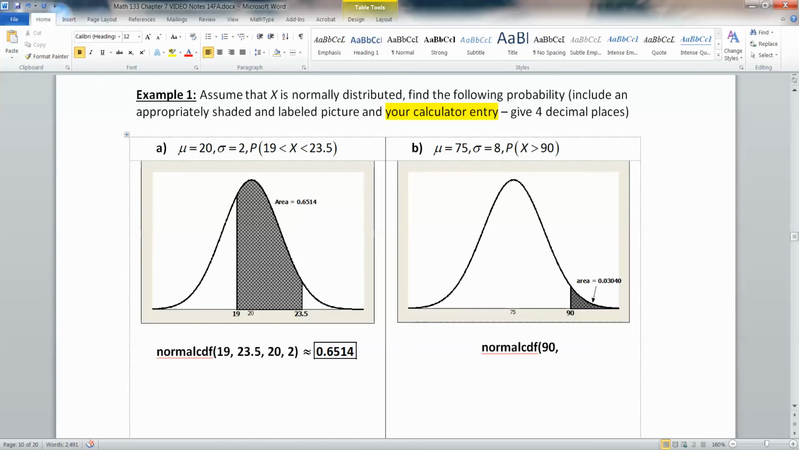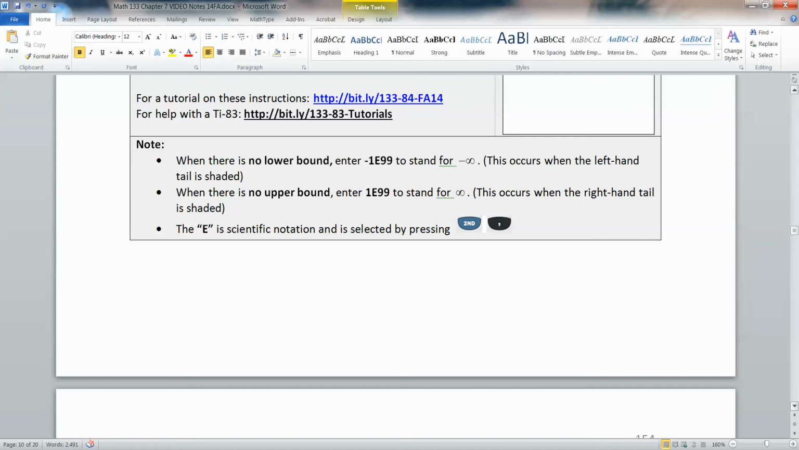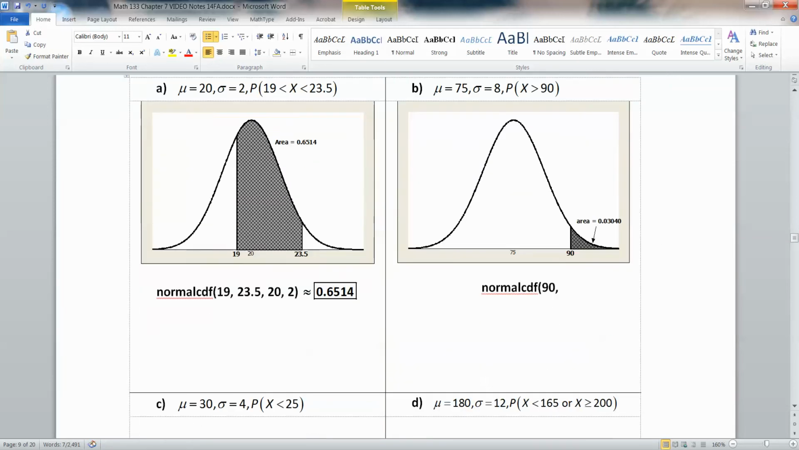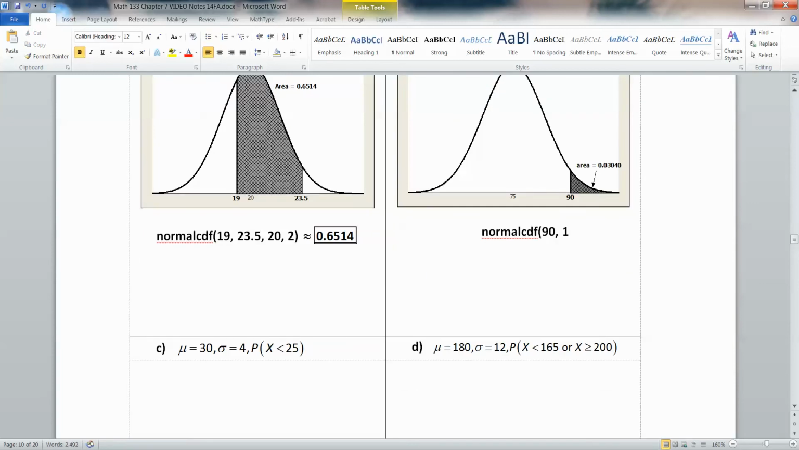So I'm going to have to pick a really, really big number. And the biggest number your calculator can handle is in scientific notation. It's 1e99. That's going to stand in place of infinity. So when you have a right tail shading, then you want 1e99 to stand in the place of that positive forever. So I'm going to say 1e99. I'll show you how to do that in your calculator in a second. The mean was 75, the standard deviation was 8. And that should be approximately 0.0304, but I'll prove it to you in just a second.